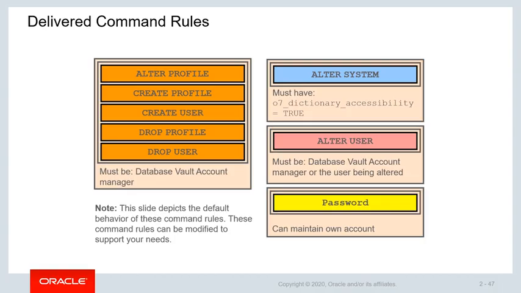The alter user pre-delivered command rule defines a list of users who can do such things as changing a user's password, profile, log status, and default table space. A user can always alter his or her own account. It's the database account manager user that can alter other users except those with the database vault owner and database vault account manager roles. Users cannot alter database vault sys user.